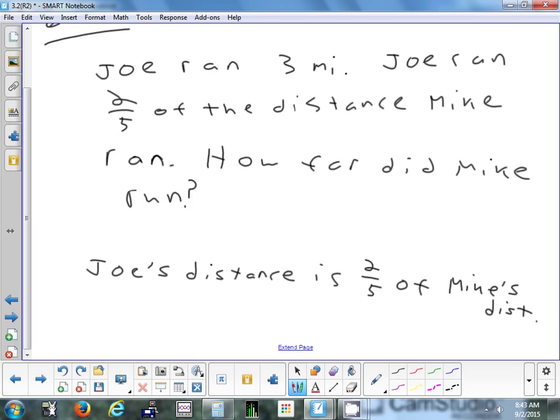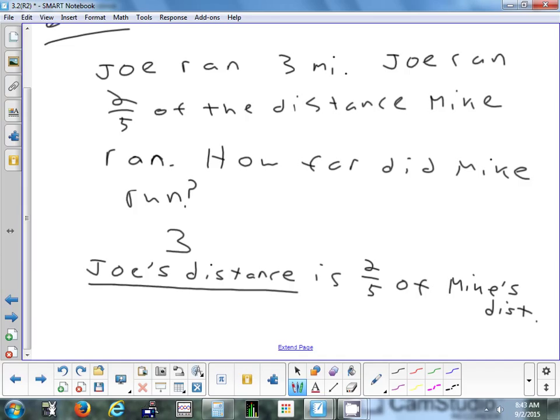Don't we need 3 miles in there then? Yep, we're going to need the 3 miles in a second too. Okay, so Joe's distance is 2/5 of Mike's distance. And exactly what Sam just said. How much is Joe's distance? What's Joe's distance in this problem? 3 miles. Joe ran 3 miles. Okay, so all of that is 3.